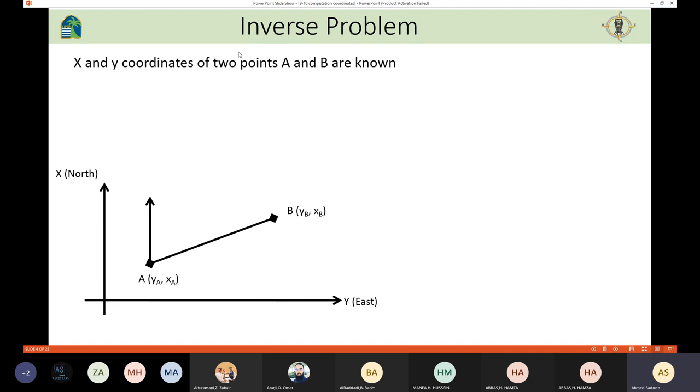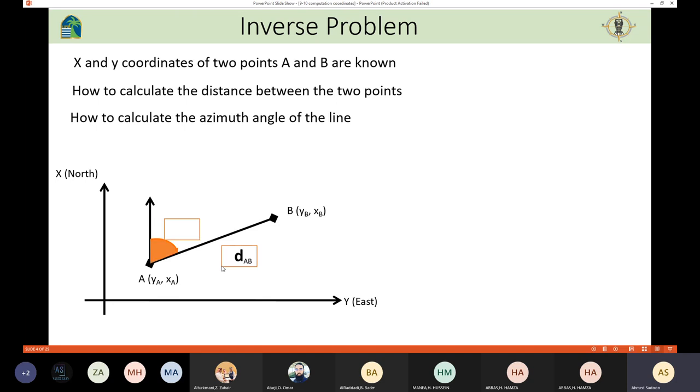So in the inverse problem, the X and Y coordinates of 2 points, point A and point B, are known. So we already know the coordinates of point A and point B. The first task, we need to determine the distance between the 2 points, the distance from A to B. We need to determine this distance, knowing the coordinates of point A and point B. Also, for this distance from A to B, the letter D stands for distance. And also, we need to determine the azimuth of that line.